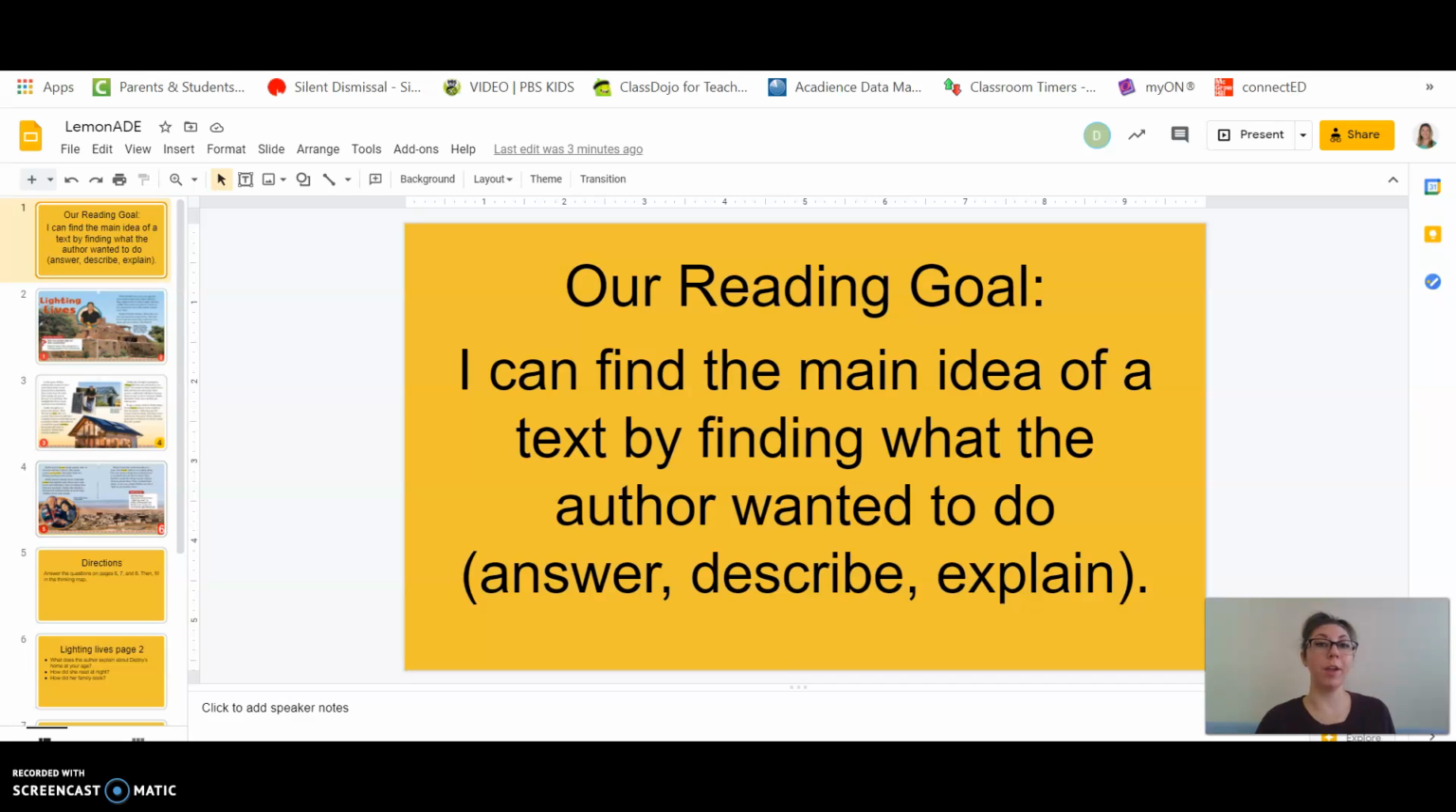Okay, our main reading goal is I want to find the main idea of a text by finding what the author wanted to do. So did they want to answer a question? Did they want to describe something? Did they want to tell me about something? Or did they want to explain how to do something?